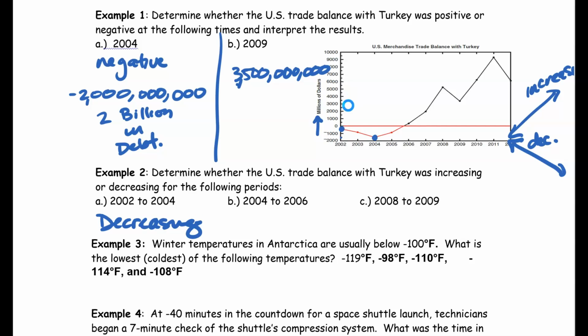From 2004 to 2006, looks like we've got an increase there. And then from 2008 to 2009, looks like we've got a decrease.